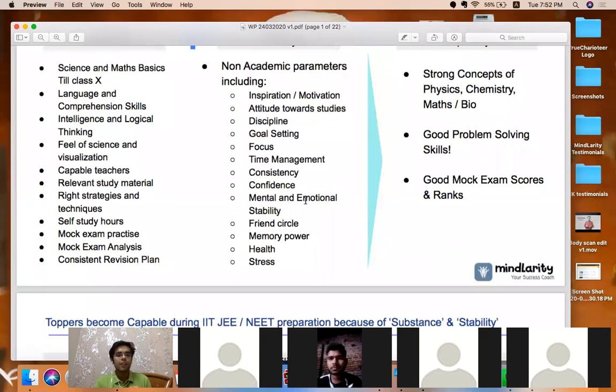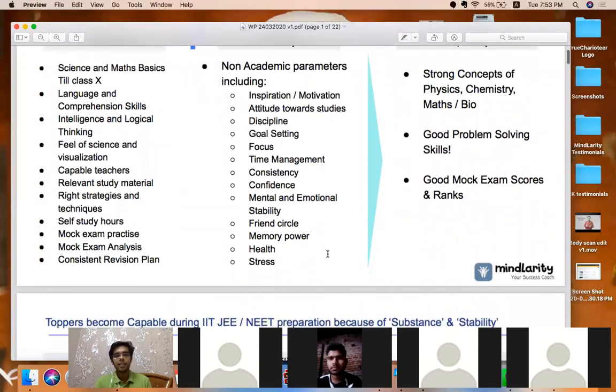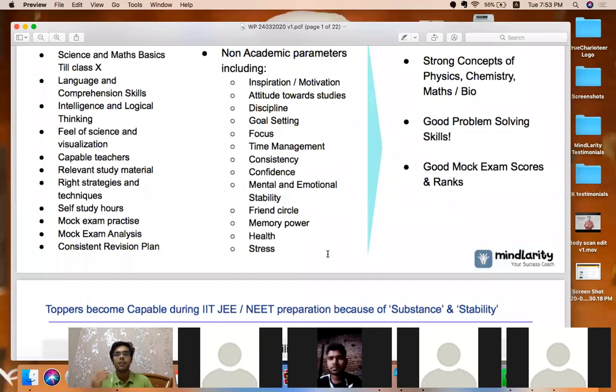Then comes the confidence. So confidence means that after studying each and every chapter, you should be very confident that yes, now you will be able to solve at least 200 to 300 questions on this chapter. And whatever questions of mains and advanced level come, you will be able to solve them after reading the theory of that chapter. So if that level of confidence is not built up, again, it will be a challenge for you.